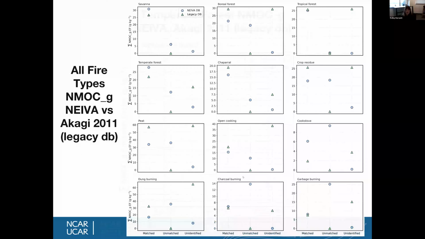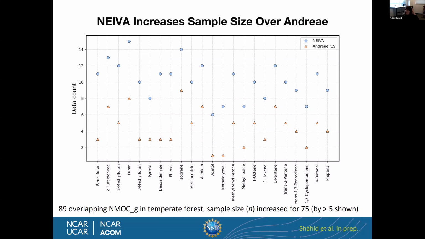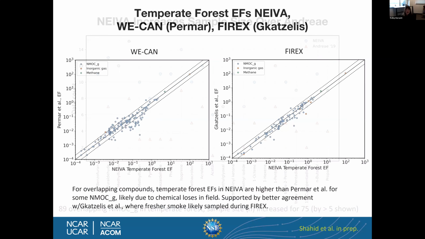I'm going to go ahead and skip those figures, because what I'm going to show you again, we've increased this N. So for example, comparing to Andre, in temperate forest, there's 89 overlapping compounds, and the sample size has increased for 75 of the 89 compounds. The list of compounds here are where we've increased the sample size by more than 5. Right? So again, we're adding data, reducing uncertainty for individual compounds. We've compared with WECAN and FireX. These differences have to do with, I think, the fact that we're including lab data, which is fresh smoke. We match better with FireX.